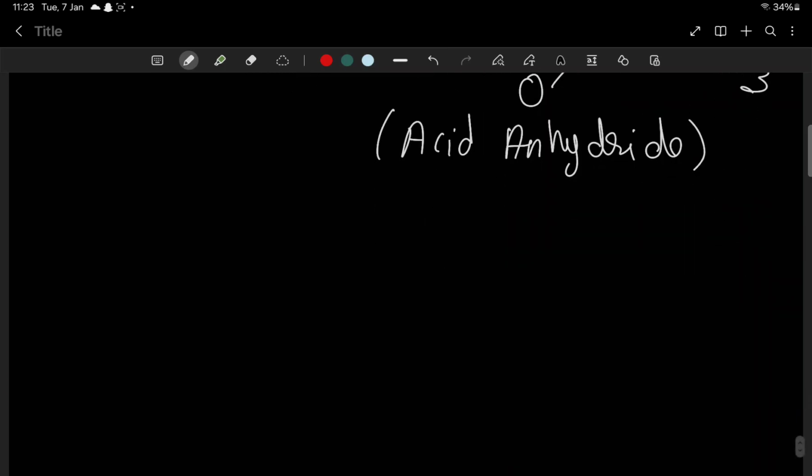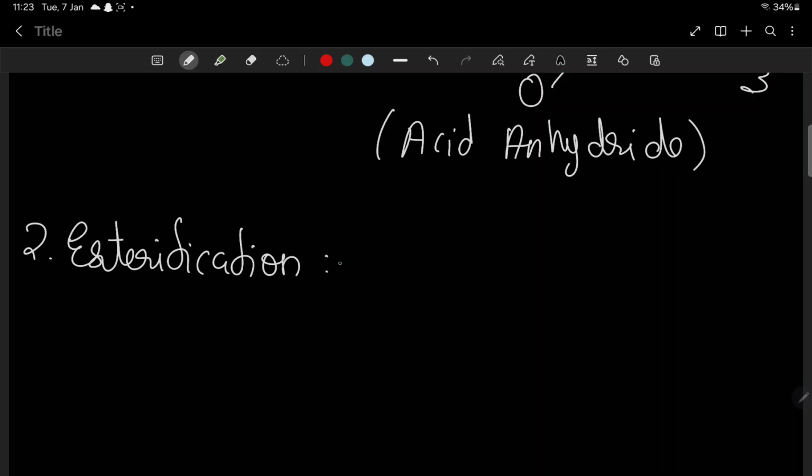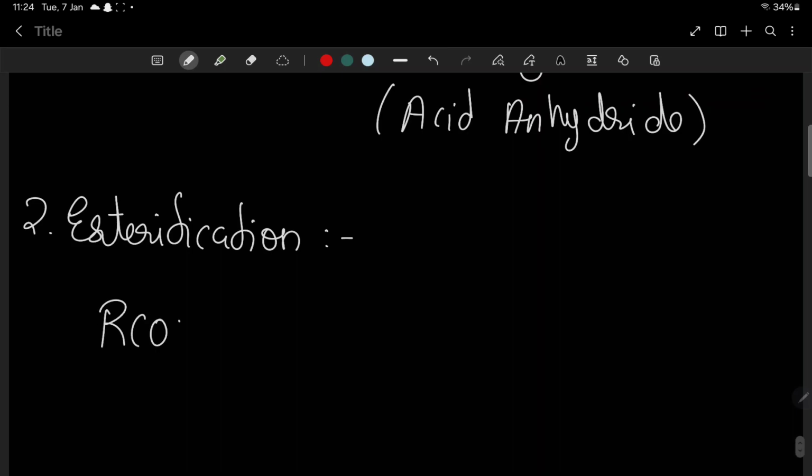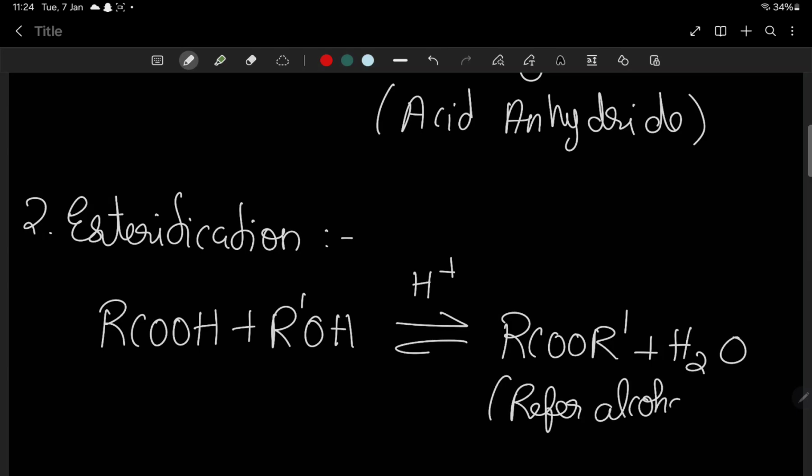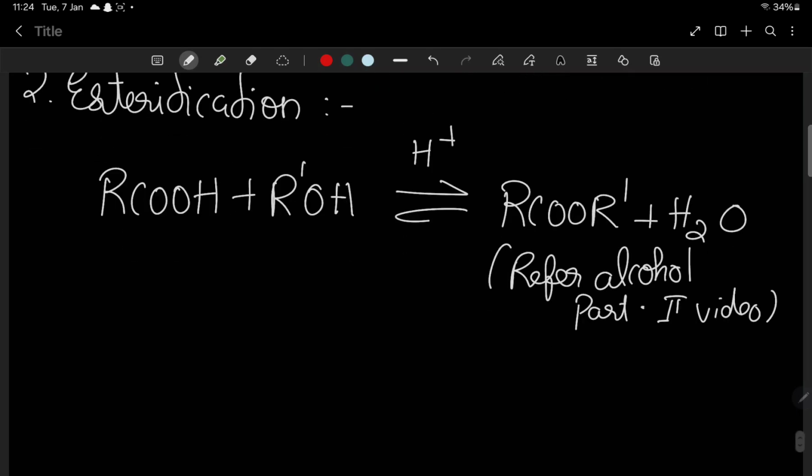Now the second reaction is esterification. I'll just write the reaction, I will not explain it. When an acid and an alcohol react together in presence of an acid, a fruity smell is evolved, that is, an ester is formed and water is formed. This is the same thing as what was discussed in the alcohol part. Refer to the part 2 video.